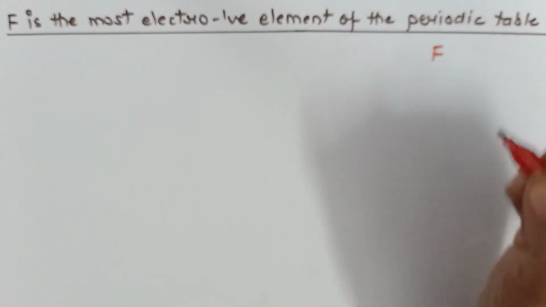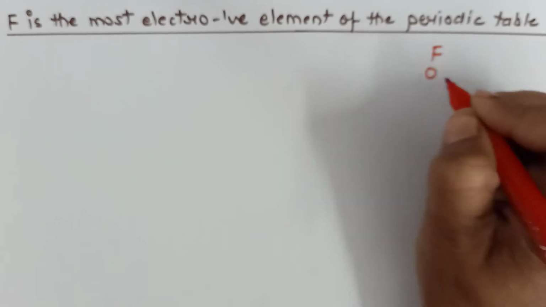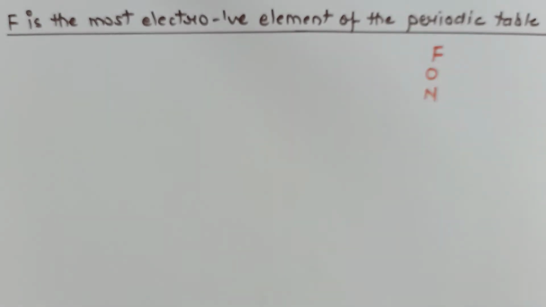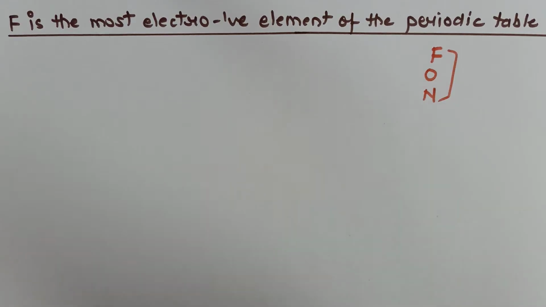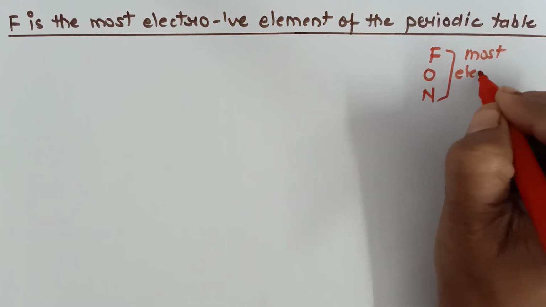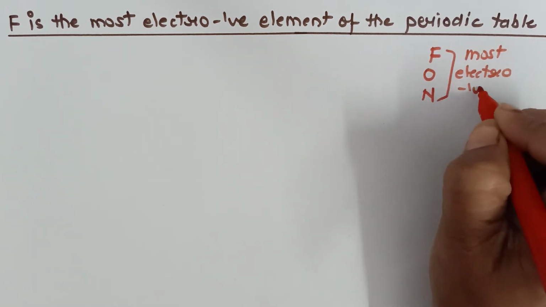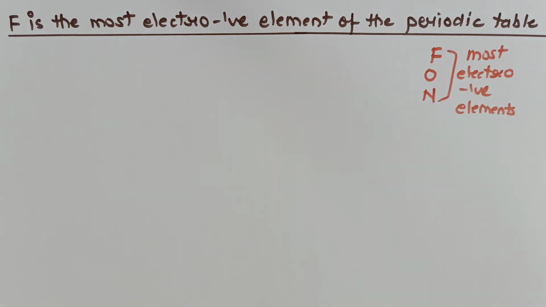So fluorine is the first and strongest electronegative element, followed by oxygen, followed by nitrogen. Now these three we can remember as FON. So the key term to remember: three most electronegative elements, FON. They will attract the shared pair of electrons towards themselves in a bonded atom.